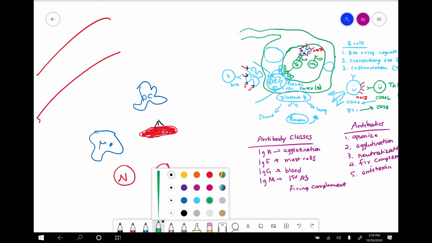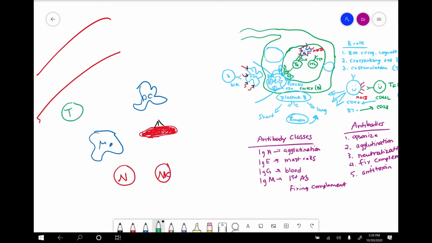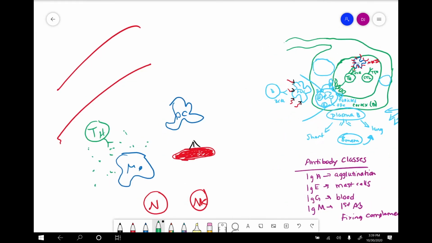These include helper T cells. So helper T cells have the ability to secrete cytokines that can help direct what's going on with the infection. Big thing to realize is that a helper T cell is going to need to be re-stimulated when it gets to the tissue. So how's this going to happen?